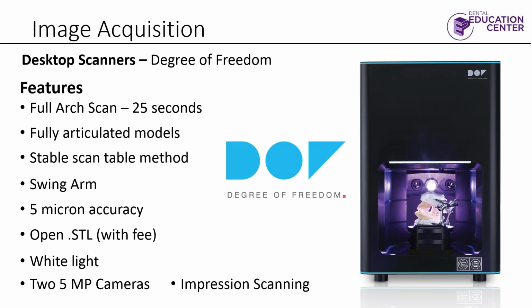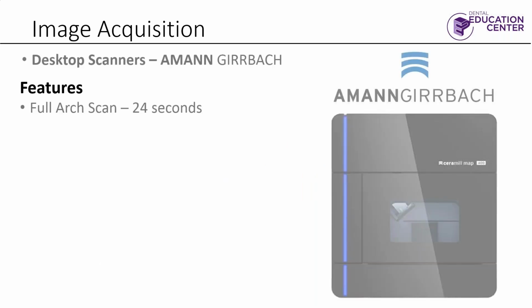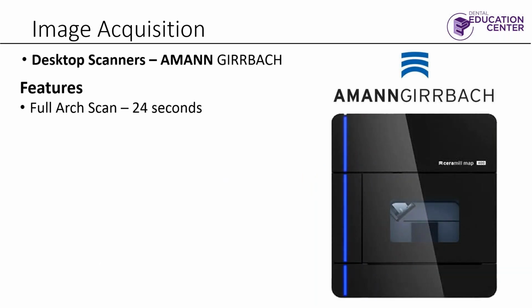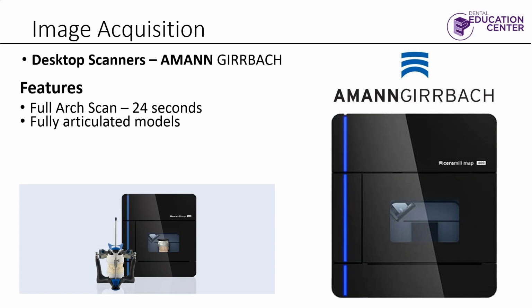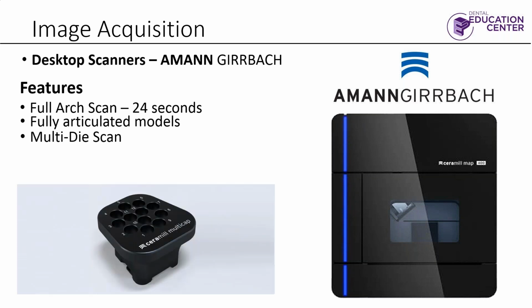2 5 megapixel cameras. They came on really early with impression scanning, and so you can actually put a quad or full arch impression in there to do impression scanning. The desktop scanners, full arch, 24 seconds, fully articulated models, obviously, which is really nice. Their articulators are all obviously world recognized as some of the best articulators in the world. You can do up to 12 dies at a time.